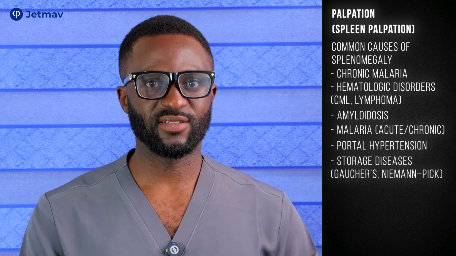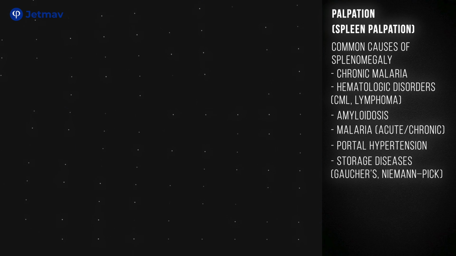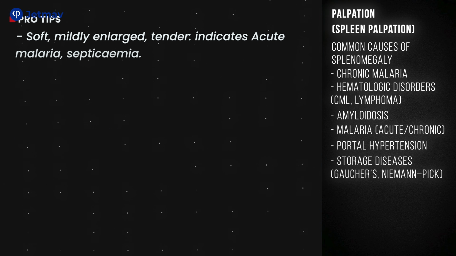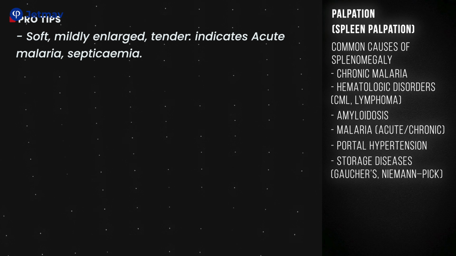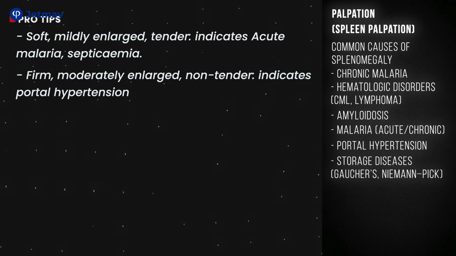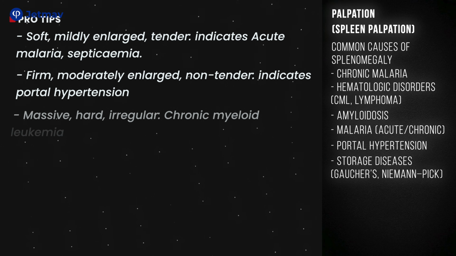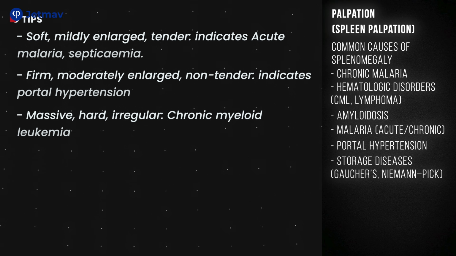Let me also give you some pro tips when you have an enlarged spleen. Just like I have already mentioned, you characterize the mass. If you have a soft, mildly enlarged spleen that is tender, your differentials can be acute malaria or septicemia. But if you have a firm, moderately enlarged spleen that is not tender, then you think of portal hypertension. Then if you have a massive, hard, irregular spleen, then you should think of chronic myeloid leukemia.